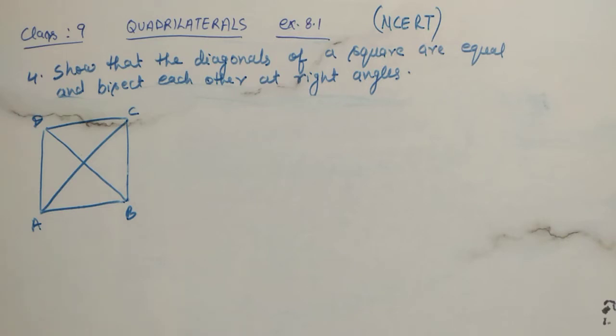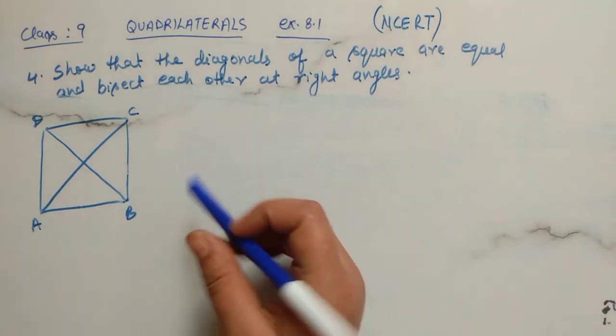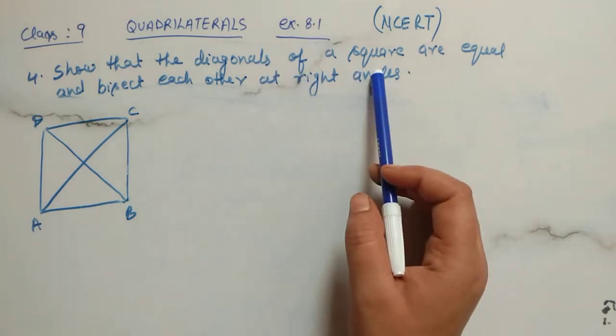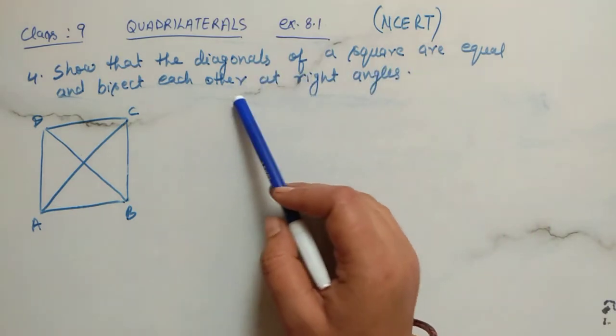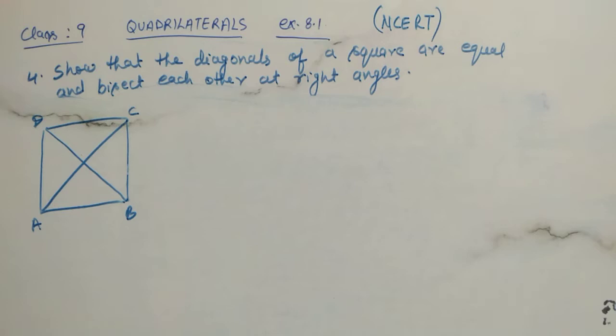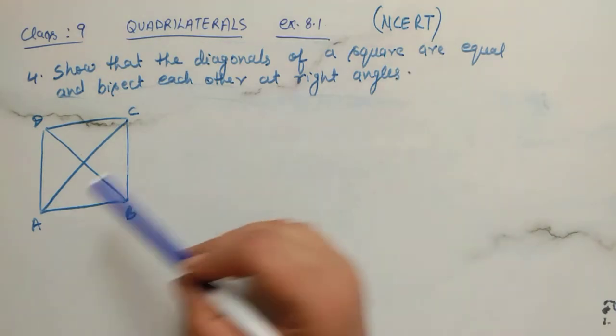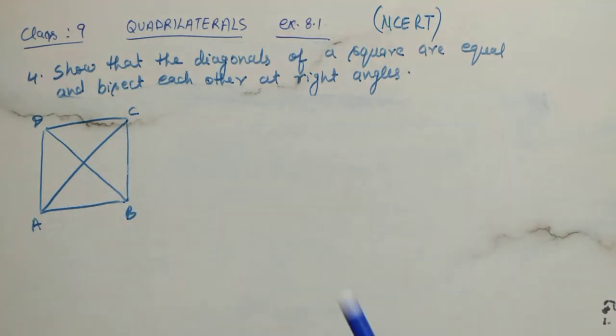Now question number 4 is here. So question number 4 is, we have to show that the diagonals of a square are equal and bisect each other at right angles. Means in a square diagonals are equal, okay, and they bisect each other at 90 degrees.